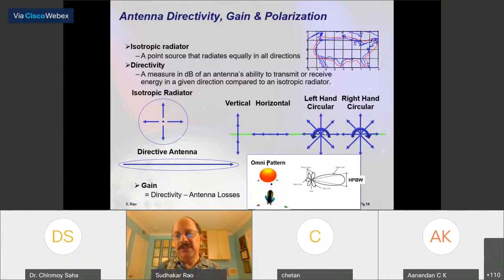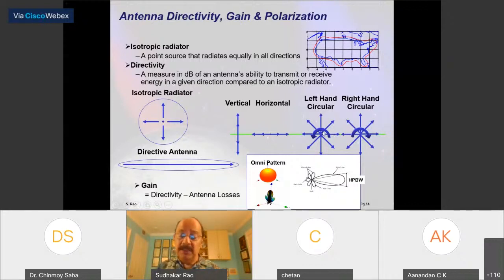And we all know how circular polarization is generated. We need two orthogonal vectors, vertical and horizontal, with equal amplitude and phase quadrature. Then the electric field vector rotates around. If it rotates clockwise as it propagates, it's called right-hand circular. If it rotates anti-clockwise, it's called left-hand polarization.